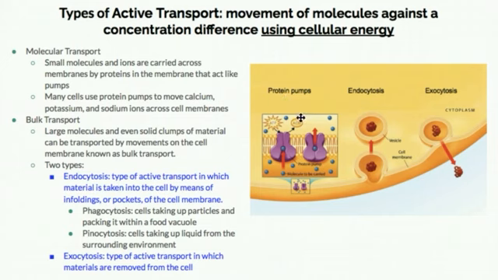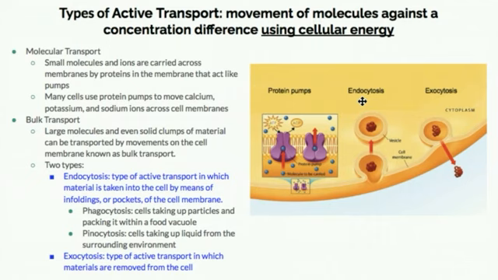For bulk transport, that's whenever we have large molecules and even solid clumps of material that can be transported by movements of the cell membrane, known as bulk transport. Our two types are endocytosis and exocytosis. Endocytosis is the type of active transport in which material is taken into the cell by means of infoldings, or pockets, of the cell membrane. The two types of endocytosis are phagocytosis and pinocytosis.